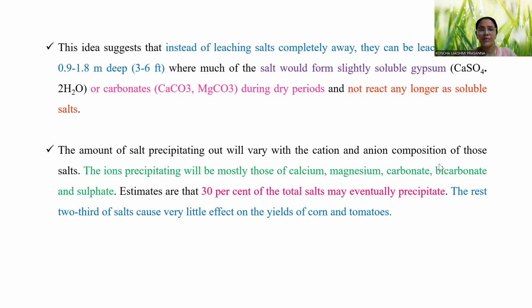The amount of salt precipitated will vary with the cation and anion composition of the salts present in them. It is estimated that 30% of salts will eventually be precipitated, and the rest, 2/3 of salts, will show little effect on the corn and the tomato crops.